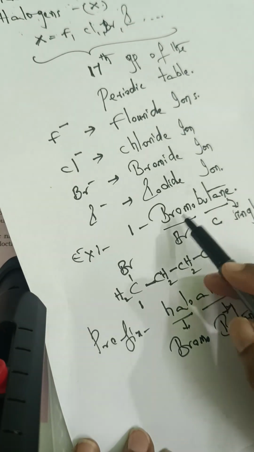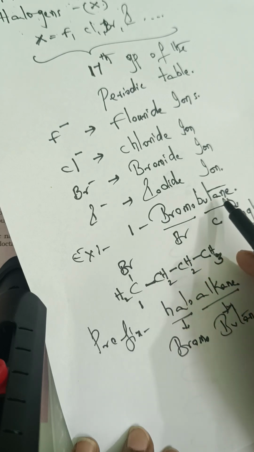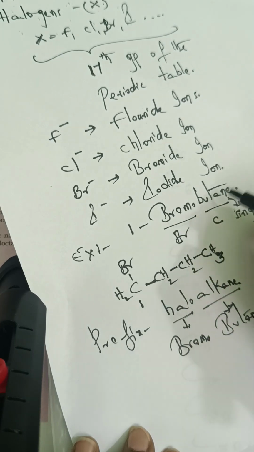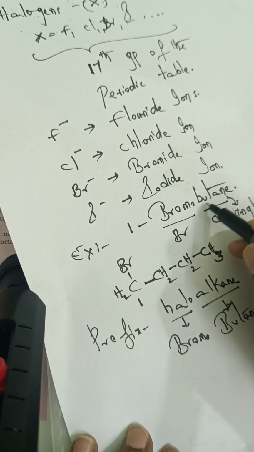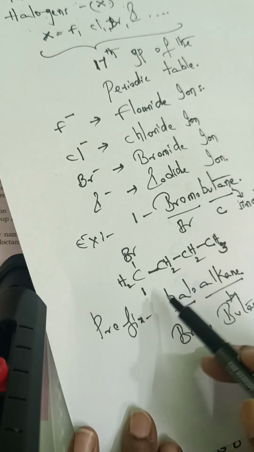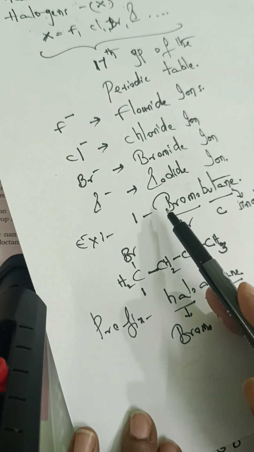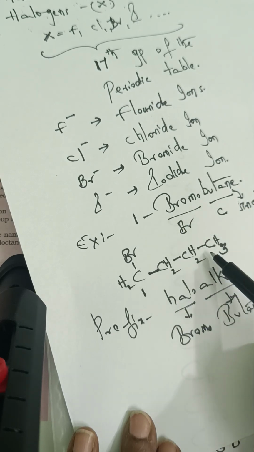Here, as you know already, bromine is the halogen group, butane is the parent chain. Here the parent chain has 4 carbons. Here it is indicating 'but', so it has 4 carbons. 'Ane' means single bonded compounds. So this is the structure which is written for this given IUPAC name. For this IUPAC name, this is the structure.